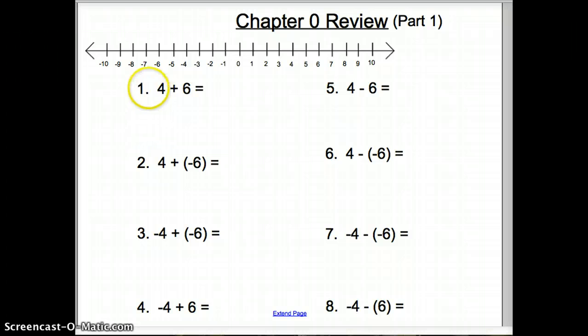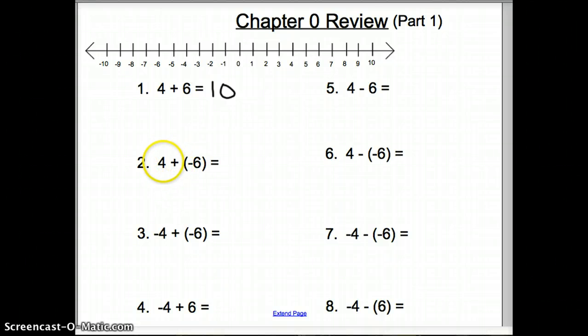The very first problem we're going to start off with is number 1, and it's just 4 plus 6. Hopefully you remember 4 plus 6 from our elementary days. 4 plus 6 is just, if I select the right pen, 10. Now we're going to go down to number 2.